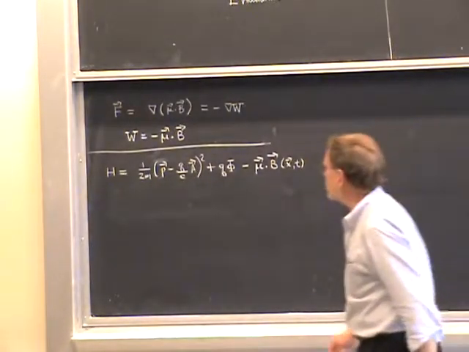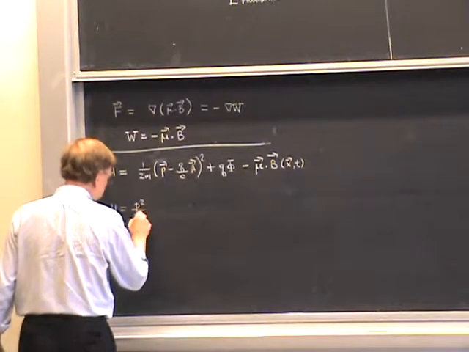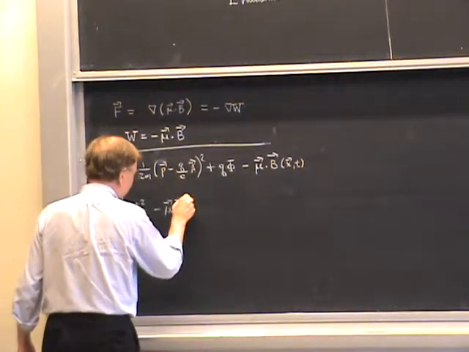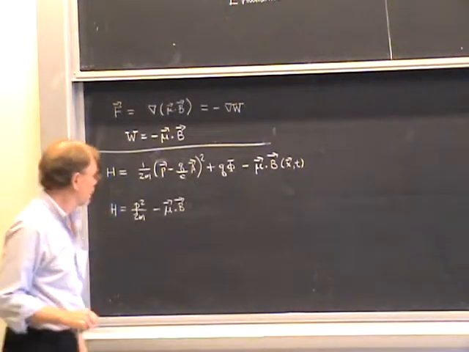Now, if the particle is neutral, then it simplifies quite a lot, and you just get p squared over 2m minus mu dot B. So this is, for example, the Hamiltonian for a neutron moving in a magnetic field.